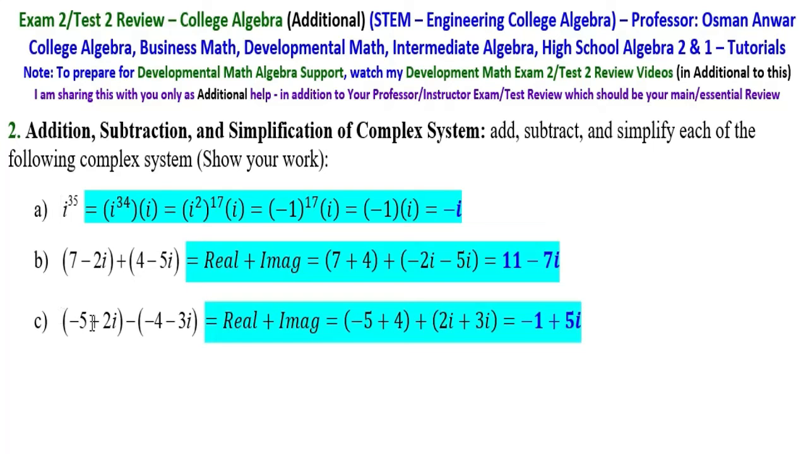C. Minus 5 plus 2i minus 4 minus 3i. Again, add the reals and add the imaginary. Minus 5 minus 4 is minus 9. Plus 2i minus minus 3i is plus 3i, so it's 2i plus 3i. So this is equal to minus 9, the real, plus the imaginary is 5i.